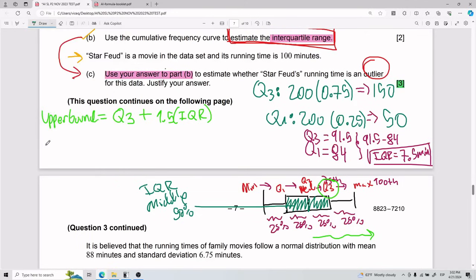And as you would expect, for lower bound, instead of Q3, you use the quartile that is more on the left, so it would be Q1. And because you're going to the left, you would actually do negative. So it would be Q1 minus 1.5 IQR. So there you have figured out how to calculate the bounds.